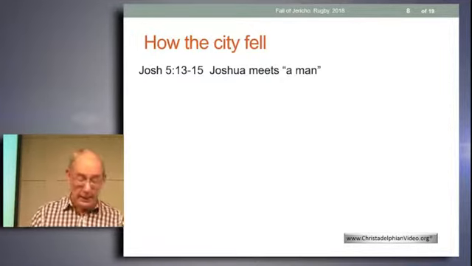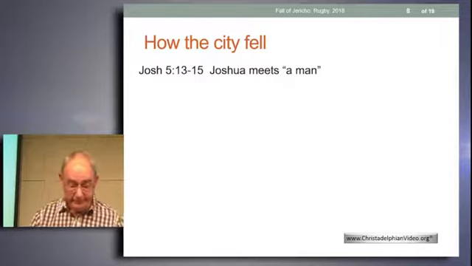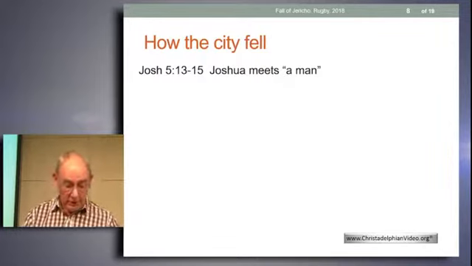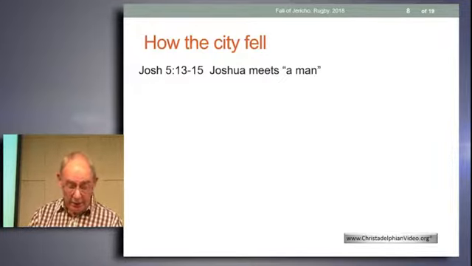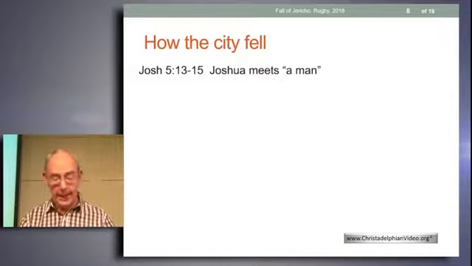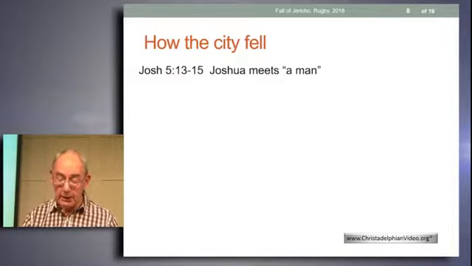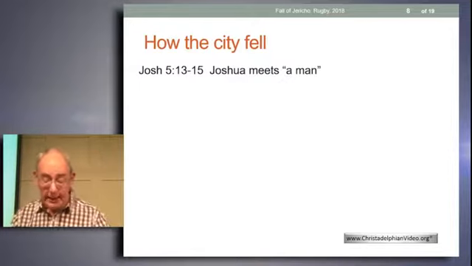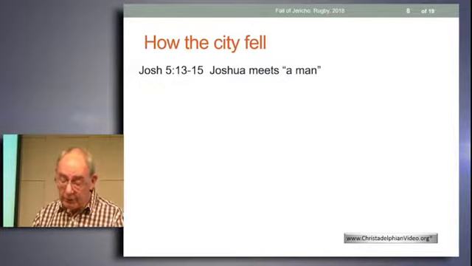So Joshua 5 and verse 13. So it came to pass that when Joshua was by Jericho, that he lifted up his eyes and looked, and behold, there stood a man over against him, with his sword drawn in his hand. And Joshua went unto him, and said unto him, Art thou for us, or against us, or for our adversaries? And he said, Nay, but as the captain of the host of the Lord am I now come.